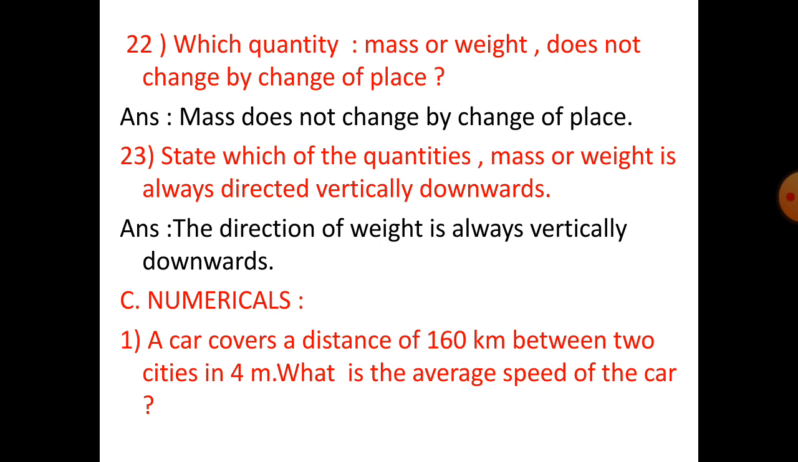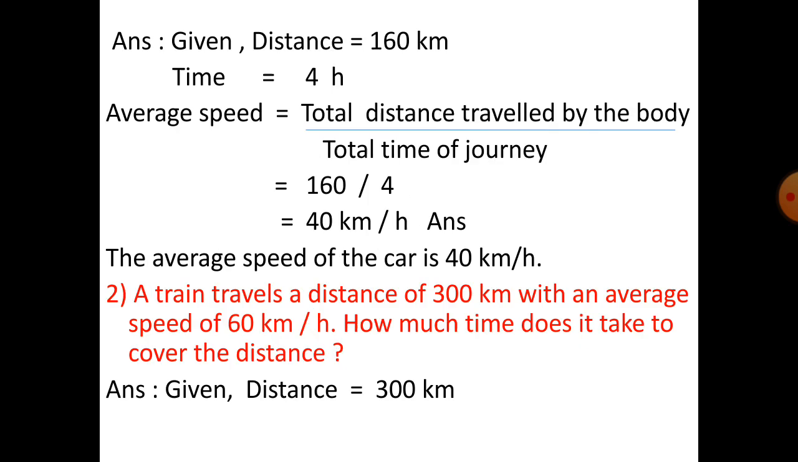First question. A car covers a distance of 160 km between two cities in 4 hours. What is the average speed of the car? So, distance is given as 160 km. Time is given as 4 hours. Average speed is equal to total distance travelled by the body divided by total time of journey. It is equal to 160 by 4, which is equal to 40 km per hour. The average speed of the car is 40 km per hour.